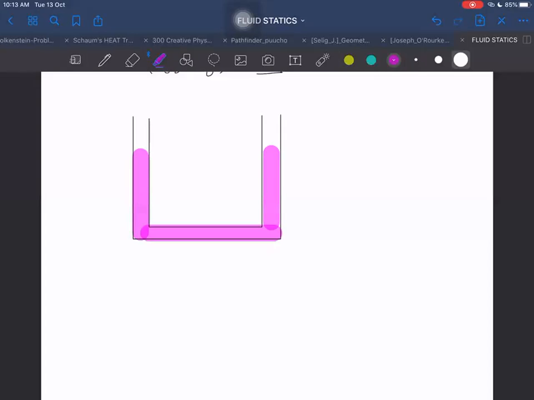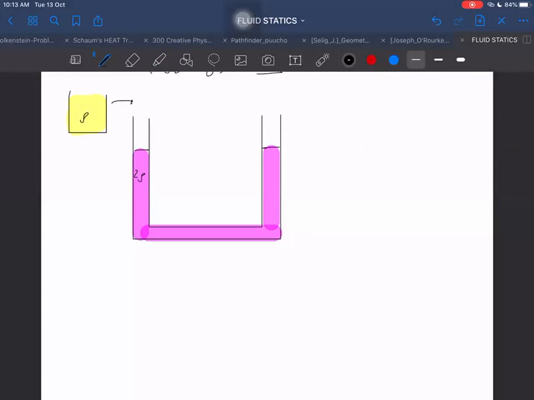This is liquid filled in the U-tube and we are pouring another liquid in that. This liquid filled container we want to pour into this. So the density of this one is given as rho and this density is given as 2 rho.